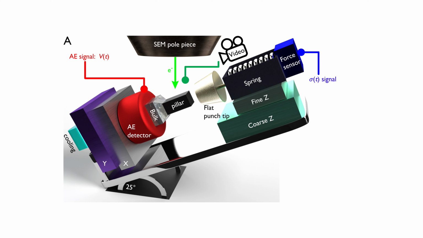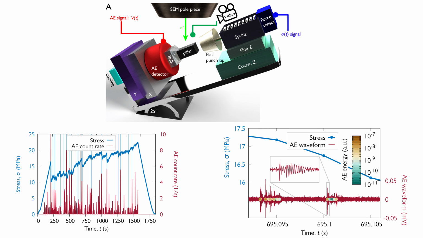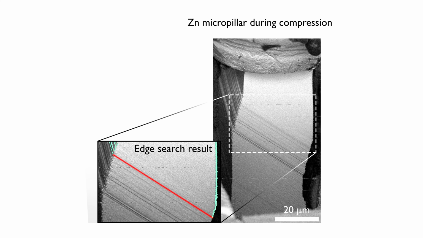In our experiments, the deformation of micropillars is carried out in the chamber of a scanning electron microscope, abbreviated SEM, and the concurrent acoustic emissions are recorded by a piezoelectric transducer. Such a unique blend of experimental techniques allows us to simultaneously collect 3 different types of information. First, stress and strain data using the nano indenter. Second, high time resolution acoustic data recording. Third, high spatial resolution visual images using the SEM.